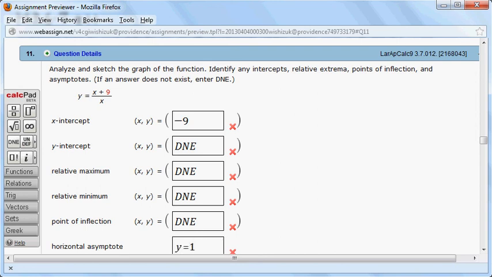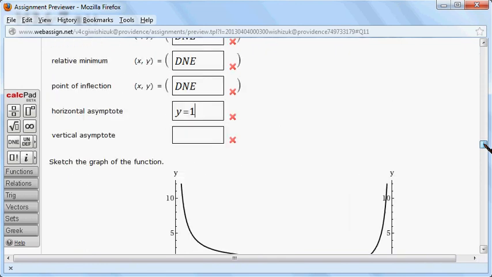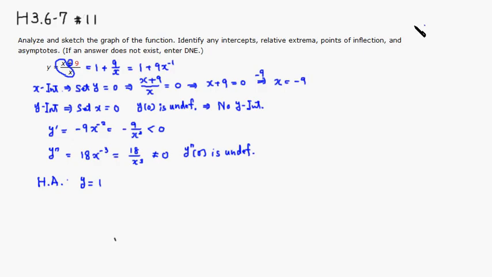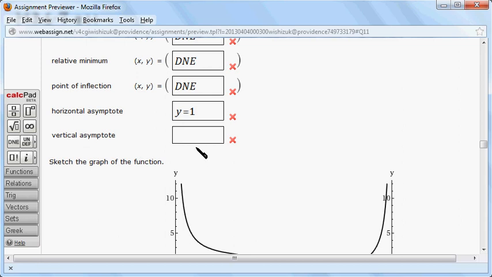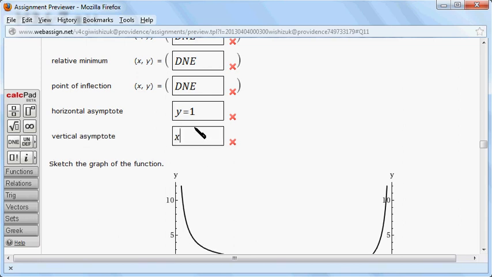Then next one is vertical asymptotes. You can see that there is no common factor in the original function, but x equals 0 makes the denominator 0. So x equals 0 is the vertical asymptote.